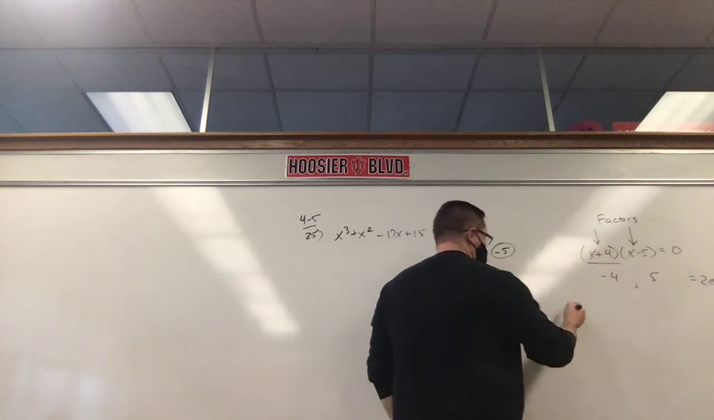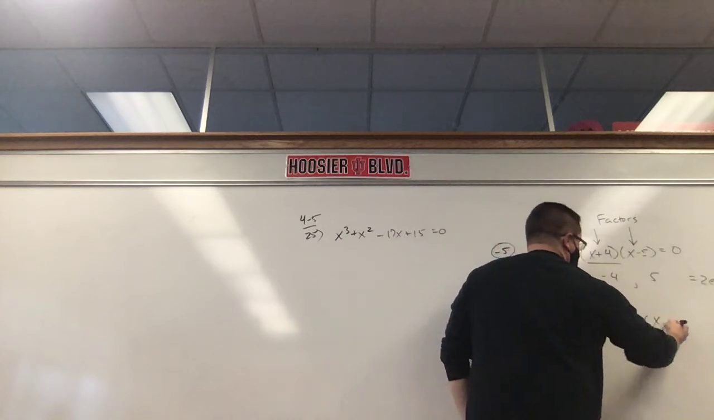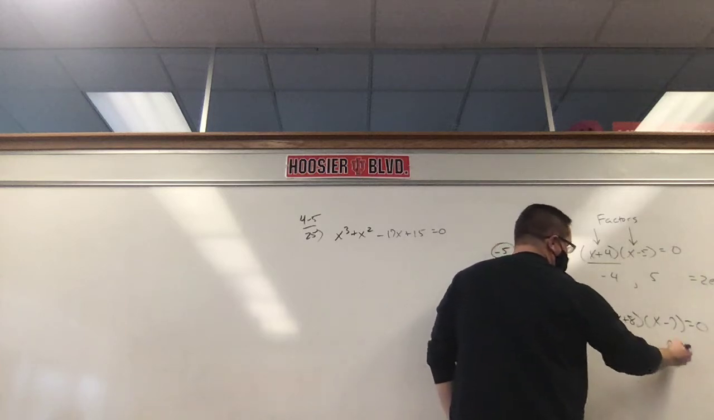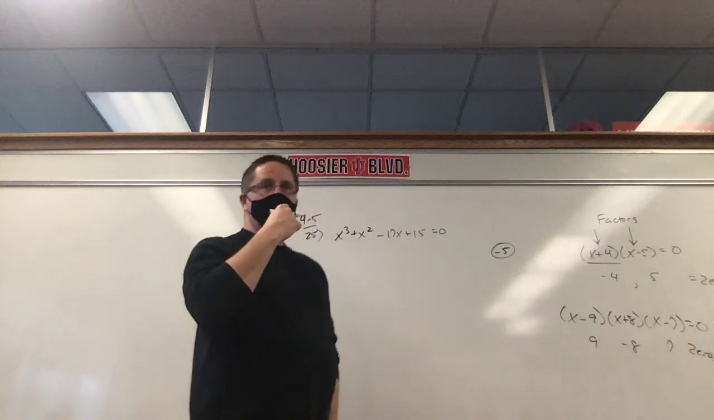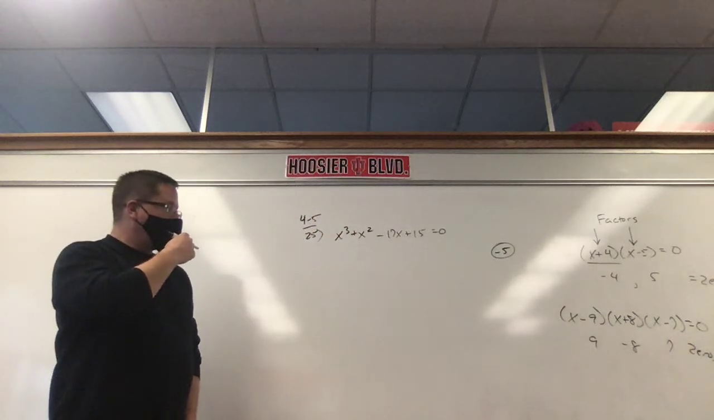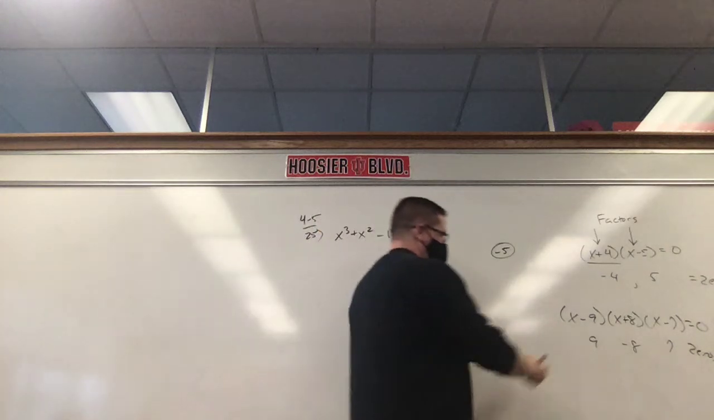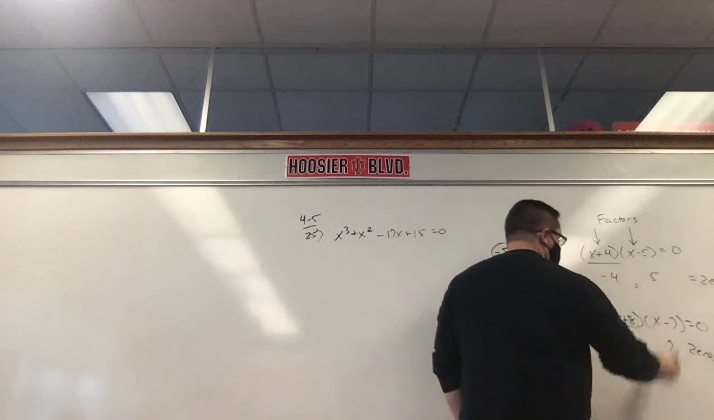If I give you this right here, (x - 9)(x + 8)(x - 7). My zeros are 9, negative 8, and 7. Those are my zeros, okay? What's one of the factors? If 9, negative 8, and 7 are my zeros, one of my factors is what? X minus 9. What's another factor? X plus 8. What's another factor?